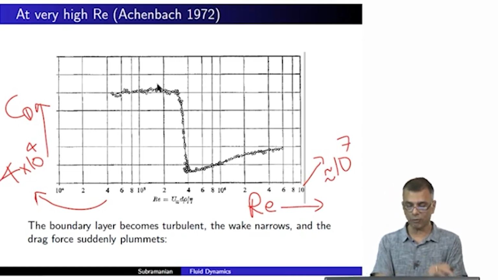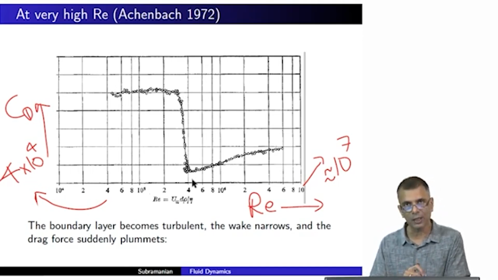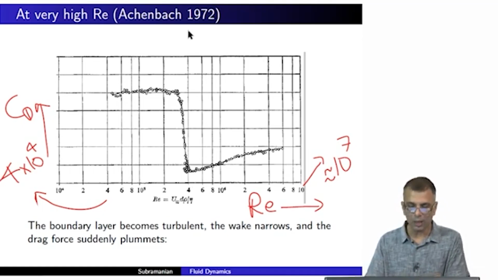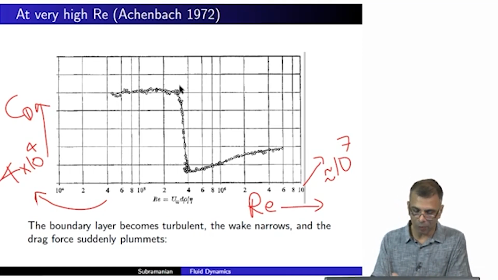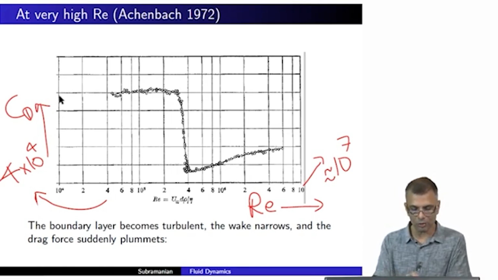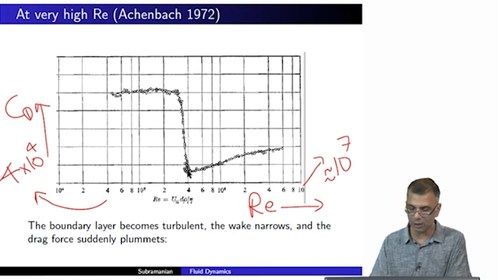Okay, so what's this graph telling us? Beyond about something like 4 times 10 raised to 5, there is a sudden plummeting of the drag. At very high Reynolds numbers, and this is taken from Achenbach, the drag suddenly plummets, and this is also a logarithmic scale. So this is really a substantial reduction in the drag, and this is called a turbulent drag reduction. And then there's a gradual increase in the drag beyond this critical Reynolds number.